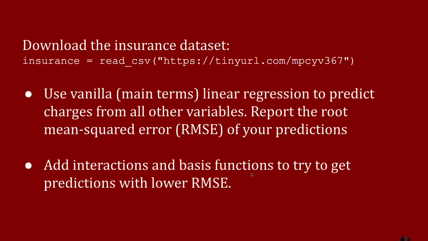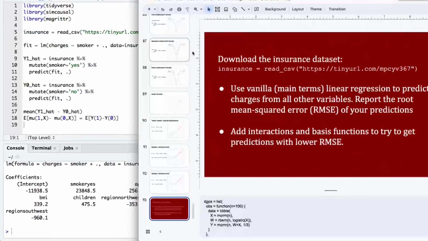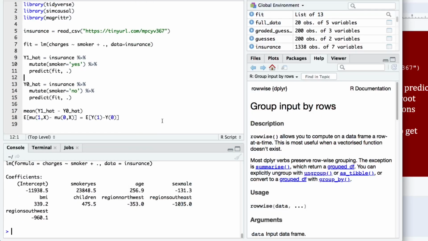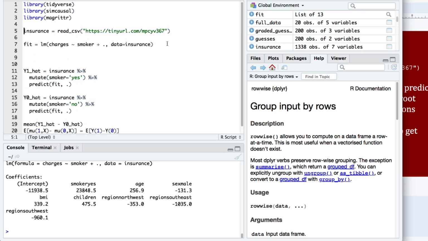And okay, so let's go back to our insurance data set here. It says use vanilla, what we call main terms, linear regression to predict the charges from all of the variables. We already did that. And report the root mean squared error. And then add interactions and basis functions to try to get predictions with lower RMSE. All right. So we can start here. We already did this part.